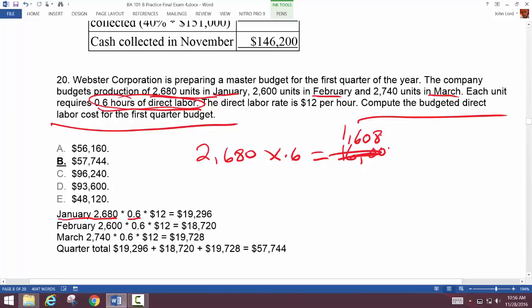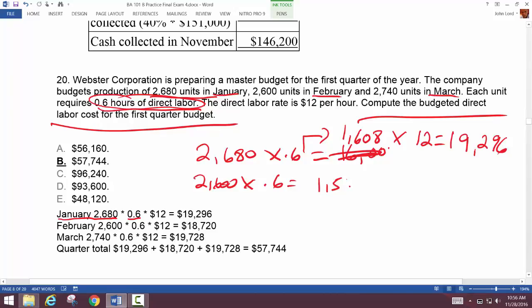1608, like that? Okay, 1608 is that number, and then times what? Times the $12, and that gives me this 19,296. Okay, good. Then I take 2600 times 0.6 equals 1560, you say? Then times the $12, just to make sure we're all tracking on the calculations here, guys. That gives me what?